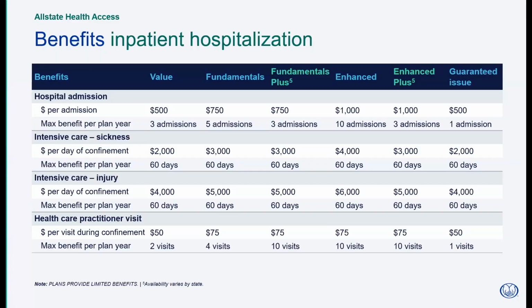Okay, so let's go ahead and look at the benefits with this particular plan. Now, there are 6 plans to choose from with the Access Fixed Benefit Plan. We have the Value Plan, the Fundamental Plus, the Enhanced Plus, and the Guaranteed Issue. Now, each plan offers a different benefit, as well as a different maximum benefit per year. They're all different with each one of the different types of plans that we have here.